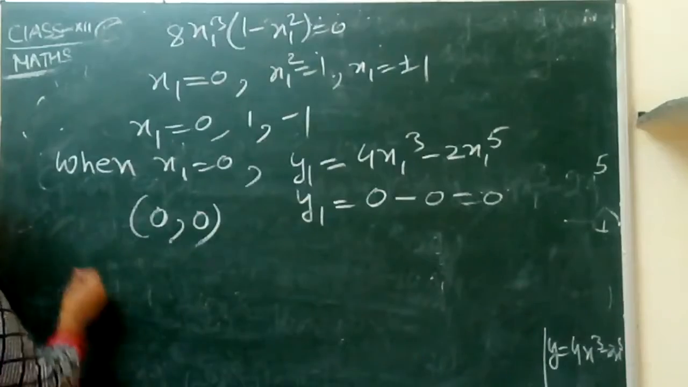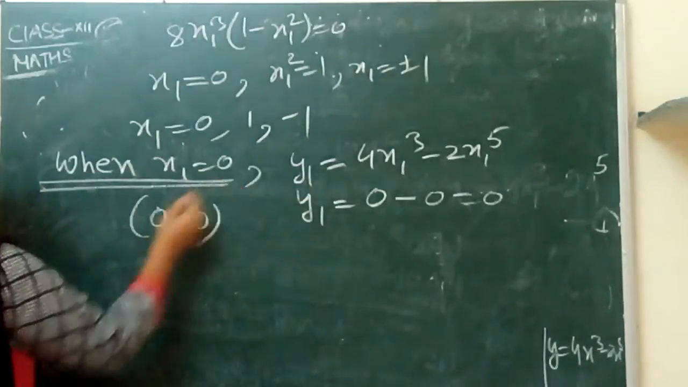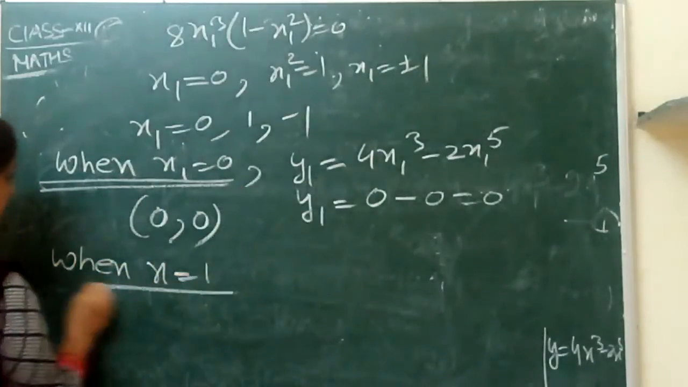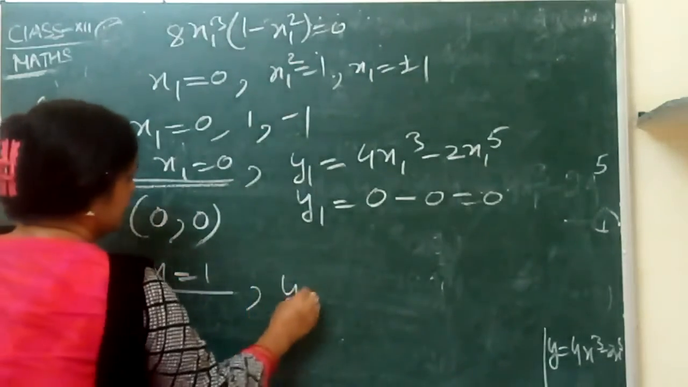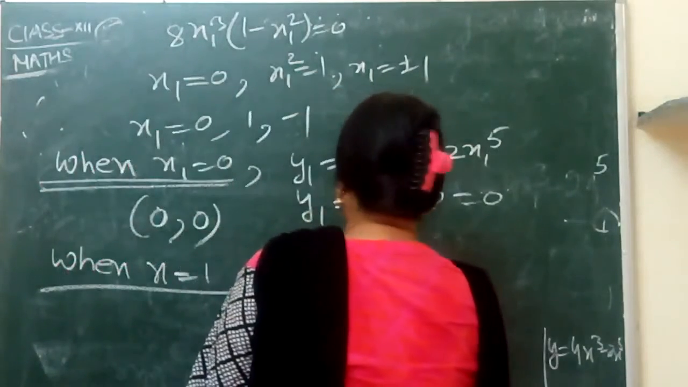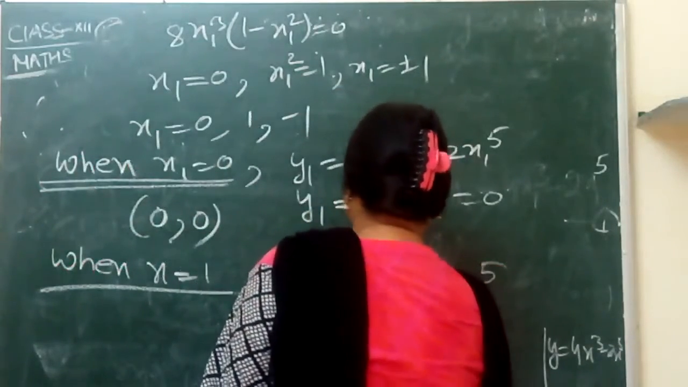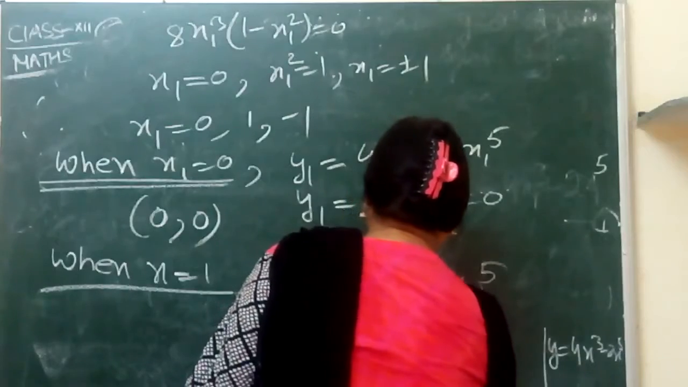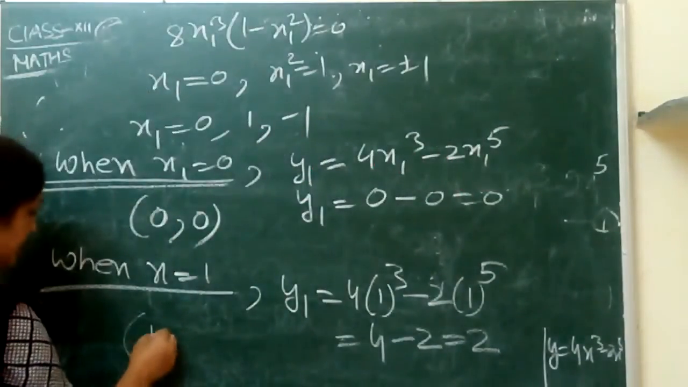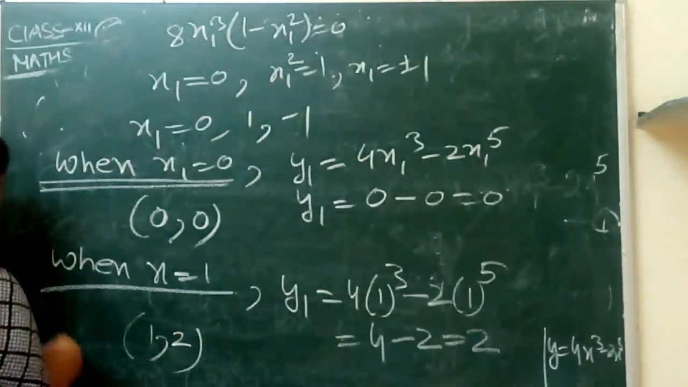Now the second point. When x1 equal to 1, then what is y1? 4 into 1 cube minus 2 into 1 raised to power 5. So it will come 4 minus 2, that is equal to 2. So the second point is 1, 2.